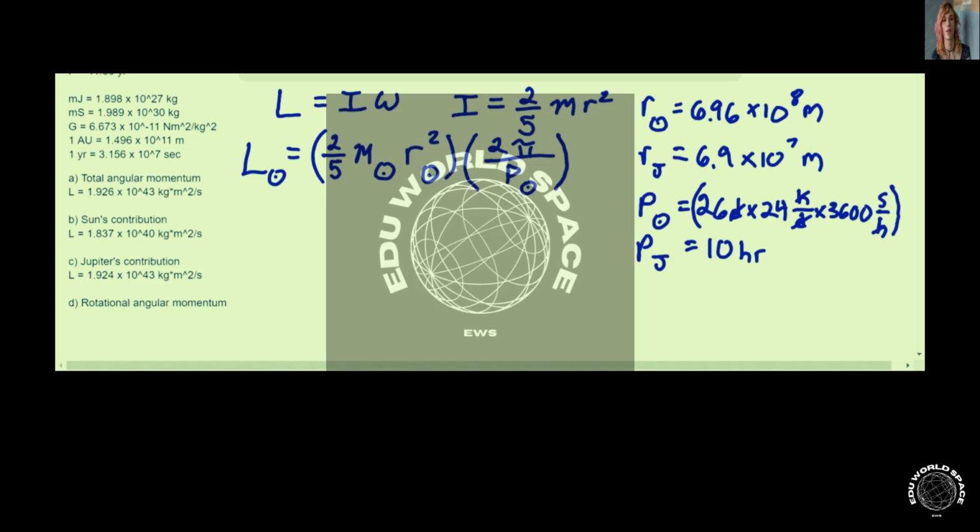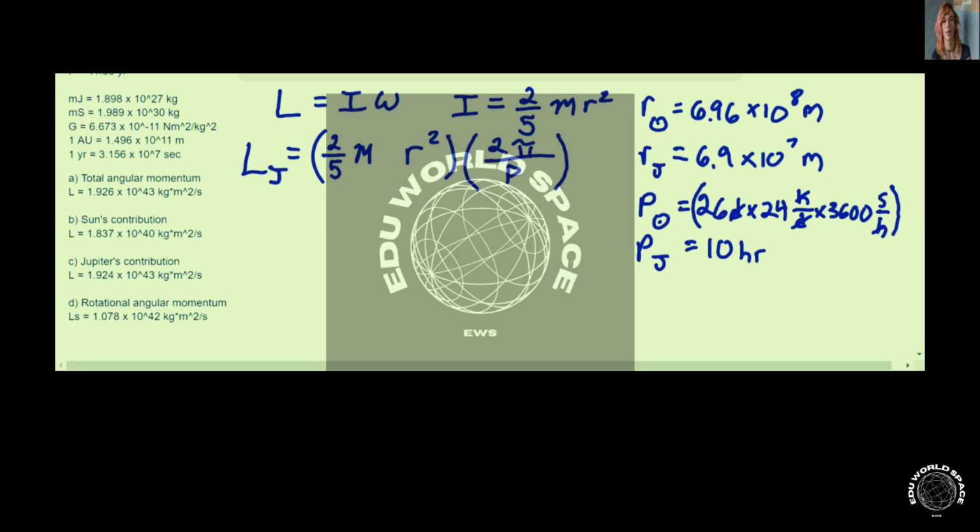Okay, so we plug that all into our handy dandy calculator, and we get that the angular momentum of the sun is given right down here after we plug it in our calculator: 1.078 times 10 to the 42 kilogram meters squared per second. Quite a bit of rotational angular momentum for the sun. For Jupiter, we're going to do exactly the same thing, just replace all of these subscript suns with subscript j's. And once again, we're going to have to do a unit conversion for the period. So we'll do that in just a moment here.